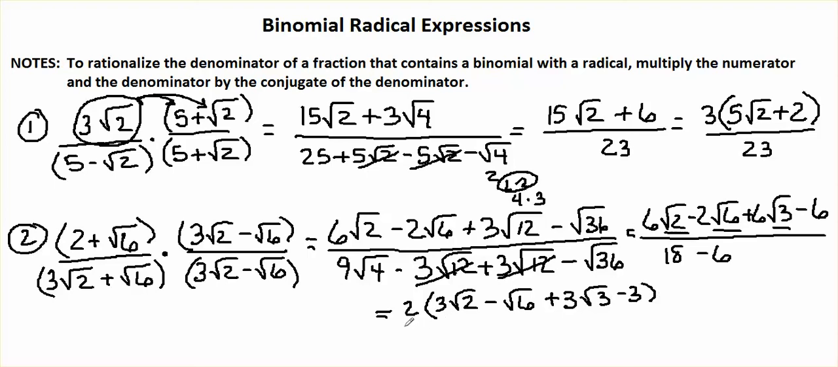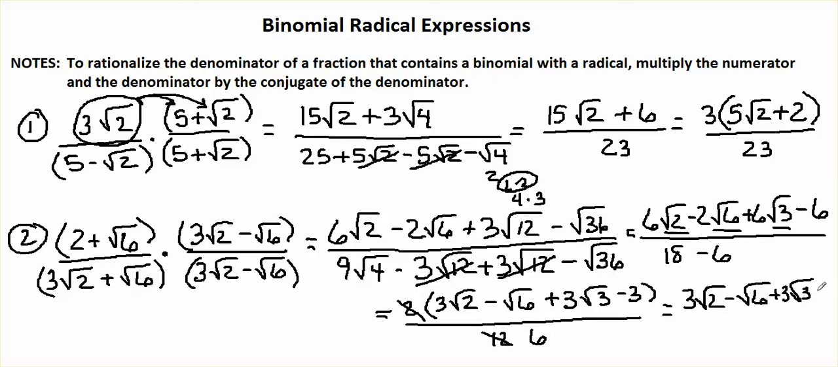On the bottom, we have 18 minus 6 is 12. So when we reduce these numbers, we get a 6 on the bottom. So our answer is 3 radical 2 minus radical 6 plus 3 radical 3 minus 3 all over 6.